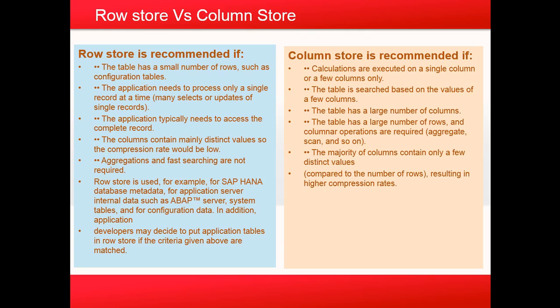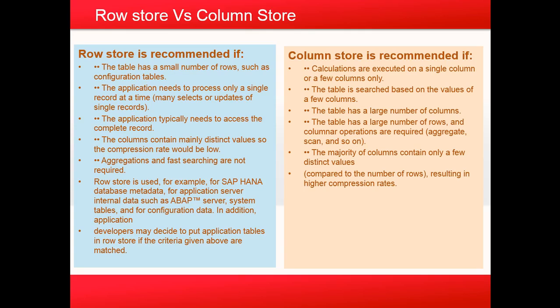Okay, let's get into when to go for a column store table. Column stores are executed on a single column or a few columns only. Say if you have multiple cores, then these can run in parallel. So parallelization is one of the key features of a column store. The table is searched based on the value of a few columns. The table has a large number of columns.